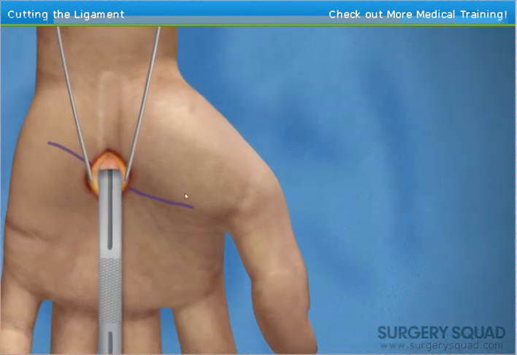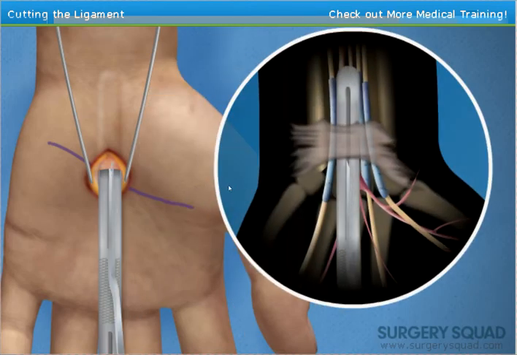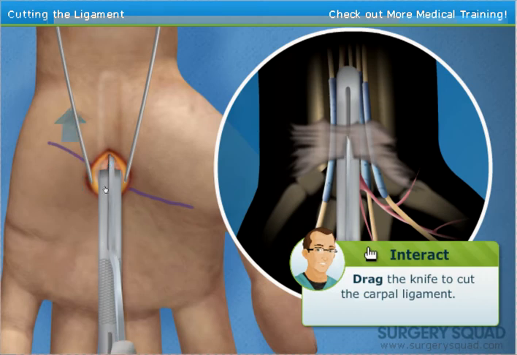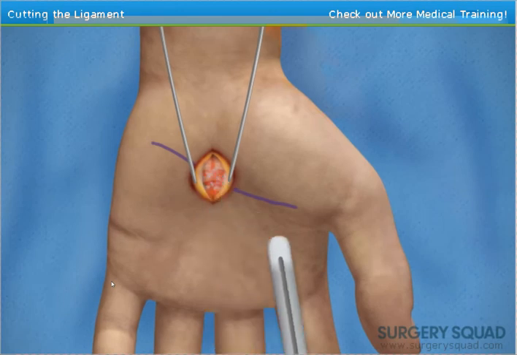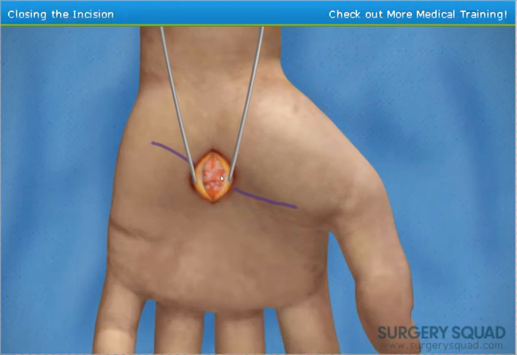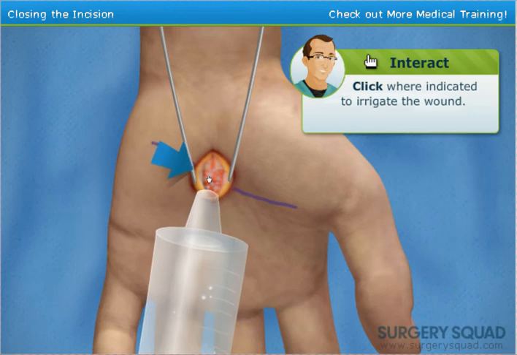Once it's in position, you'll advance our special knife down the guide to split the carpal ligament. As you push the knife forward, you will feel it cutting through the carpal ligament. Perfect. With the transverse carpal ligament cut, the median nerve is no longer inflamed. Now we can begin to clean and close the incision. Go ahead and irrigate the wound.